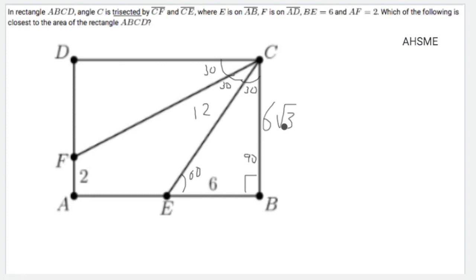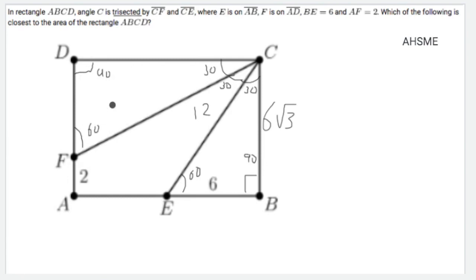AB looks a bit harder to find because we would have to add EB and AE. And to find AE, the shape CFAE looks weird to me. I'd rather find CD since it's a triangle there. So let's try. We know that's 90. I mean angle D. We know if this is 30, then this is just 60.